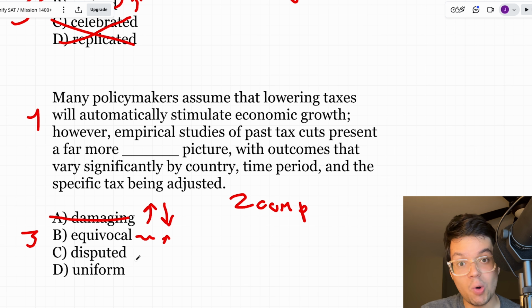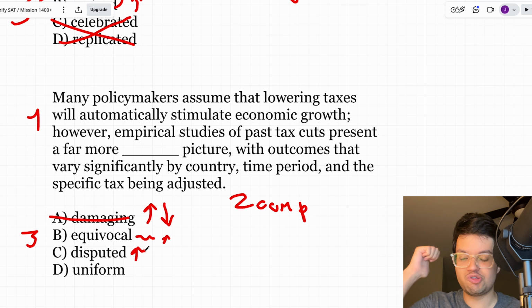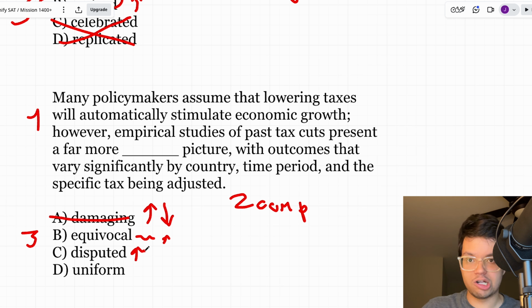Disputed. So I do know what that word means, but disputed means that you have one person who's like, yes, this is really good, and then one person who's like, no, this is really bad. Like completely at odds with each other, different sides of the spectrum, and they just can't agree. So if we had one economist who's like, lowering taxes saves the economy, it makes everything the greatest it's ever been, and another economist who's like, no, it ruins the economy, makes it so terrible. We don't really see that.